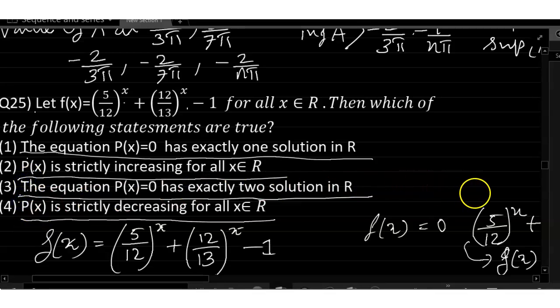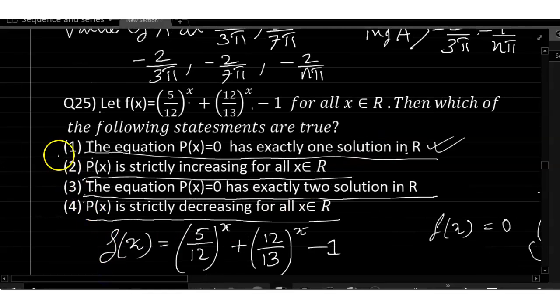The equation f(x) has exactly one solution in R. f(x) is strictly increasing function: this is wrong. The equation f(x) equal to 0 has exactly two solutions: this is wrong. And f(x) is strictly decreasing function.